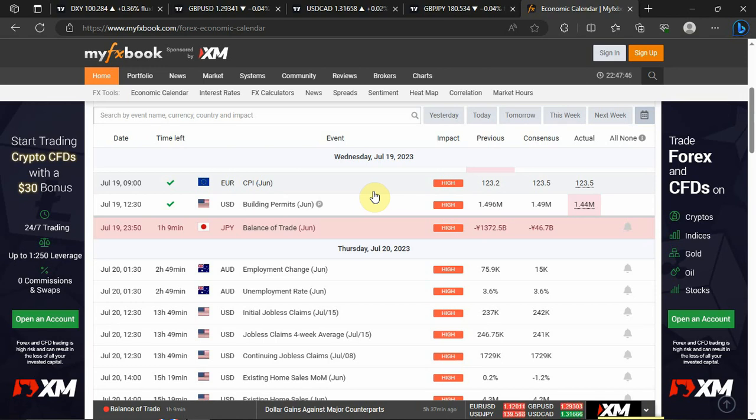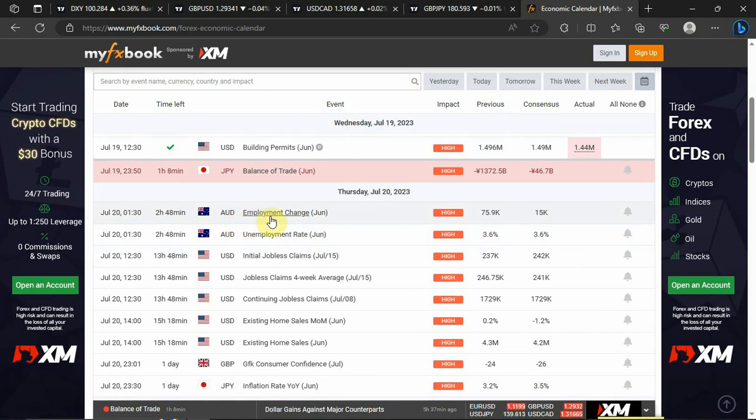Yeah, so before we delve into the chart, I want us to look at the high impact news so far as the next day, that is Thursday, is concerned. But at the moment, we are waiting for JPY balance of trade high impact news. So the news comes, at the time of this recording, in 1 hour 8 minutes time. So on Thursday, we have AUD employment change for the month of June. We have AUD unemployment rate for the month of June. Then we have USD initial jobless claims, USD jobless claims 4-week average for the month of July. Then we have continuing jobless claims. Then we have existing home sales, all in the name of USD. So just take note of that.